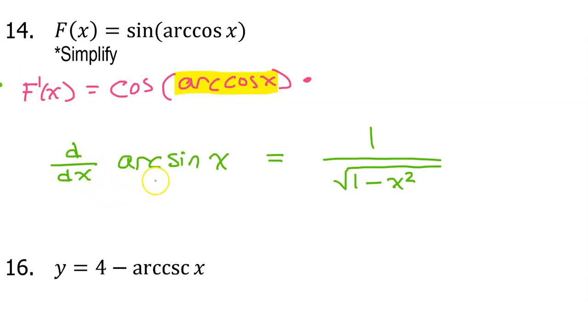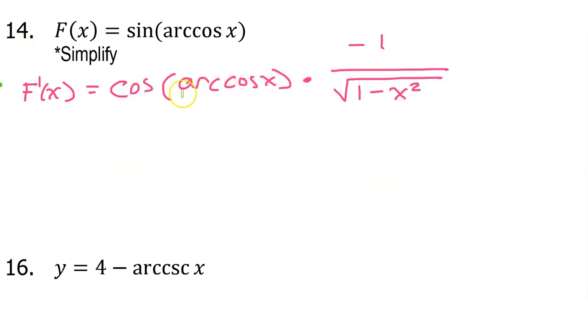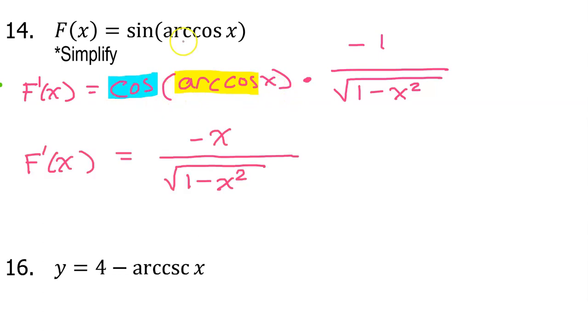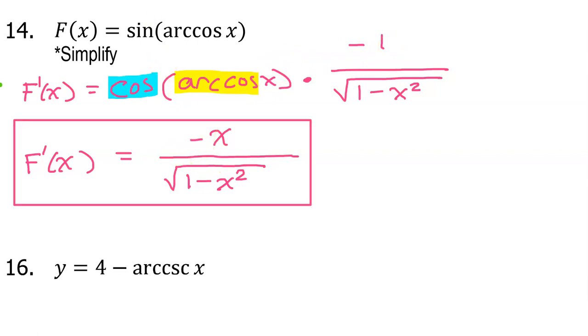You know how the derivative of arcsine x is 1 over the square root of 1 minus x squared? Well, the derivative of arccosine x is negative 1 over the square root of 1 minus x squared. So we're just going to put that formula right here. Notice that cosine and arccosine are inverse functions, so they essentially cancel each other out. And we're going to end up with just x. And for the final answer, let's put that x up in the numerator, and we get this. So that's it for number 14.